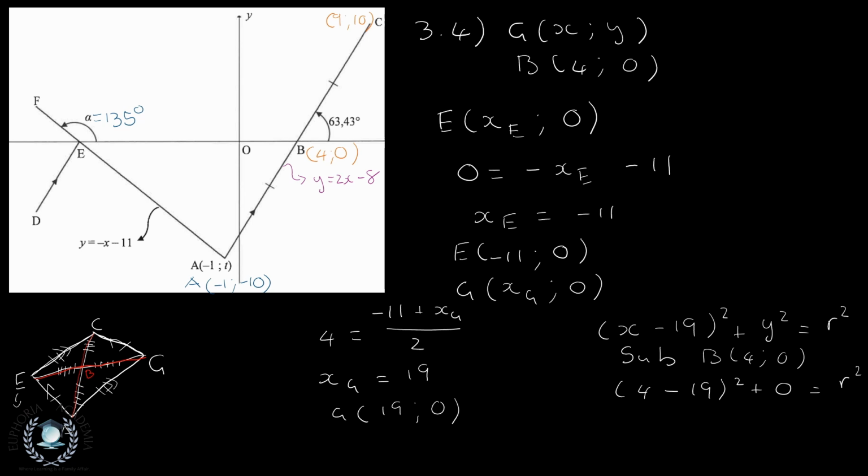Now 4 minus 19, that is minus 15, and minus 15 squared is 225, and that will be equal to r squared, which essentially means that when you square root it, our r is equal to 15. Alright, now the equation of our circle is going to be x minus 19 all squared plus y squared is equal to 225.